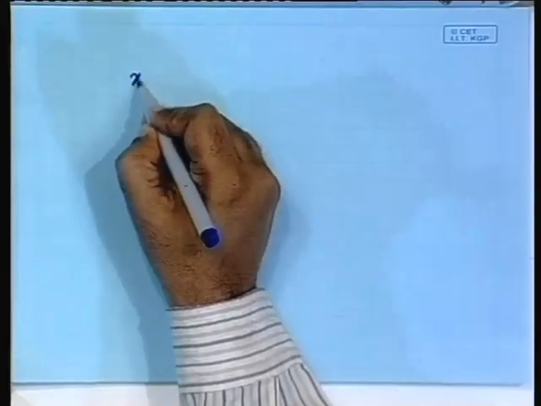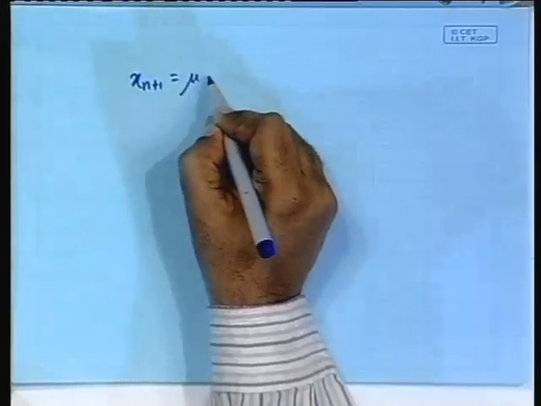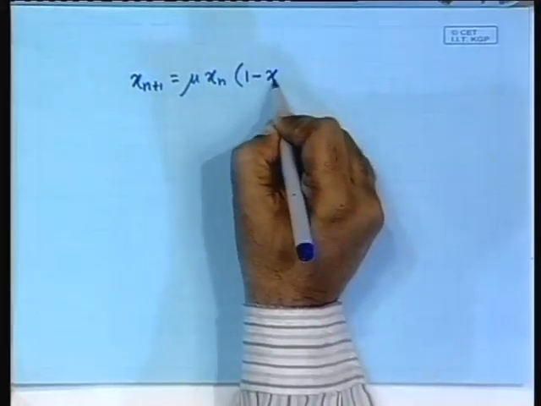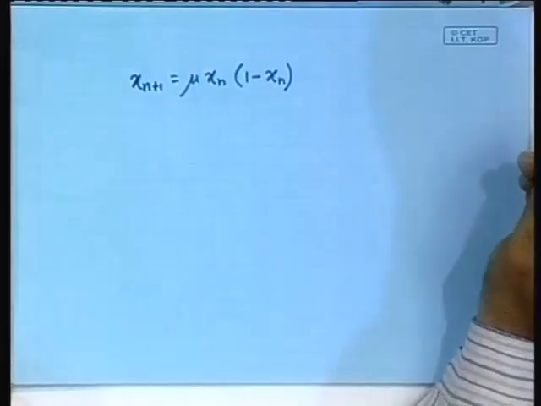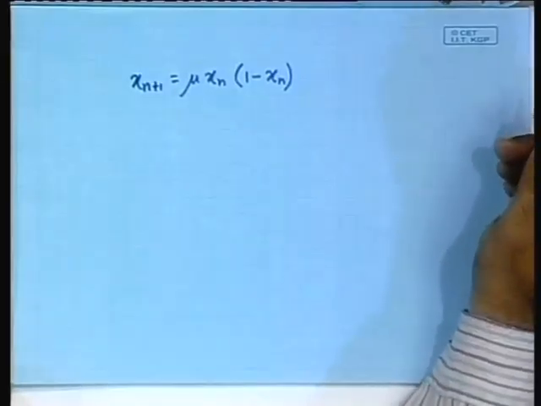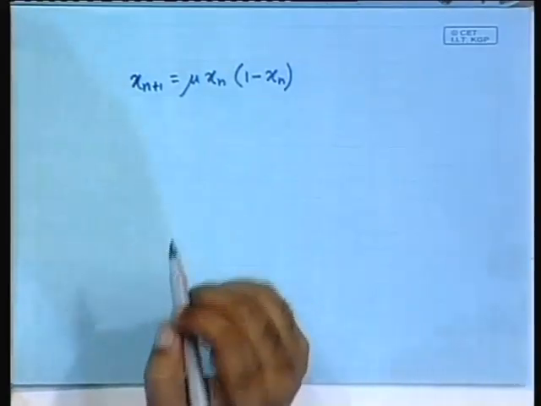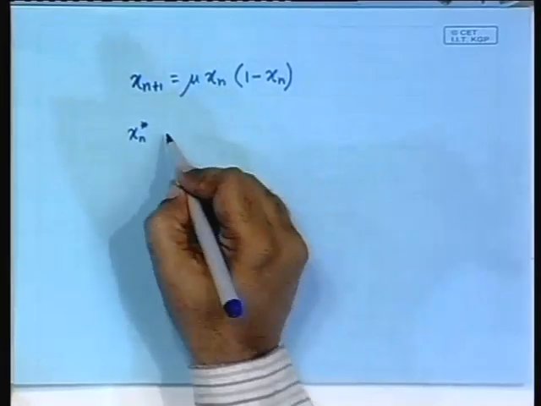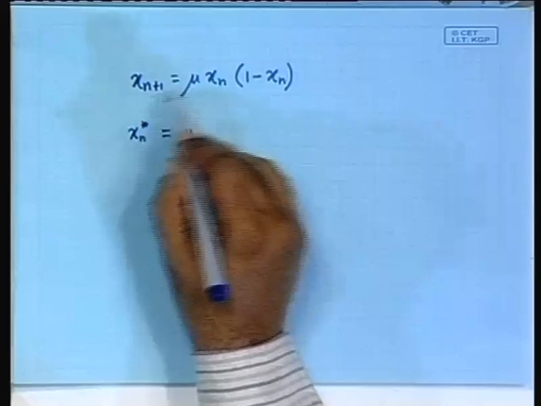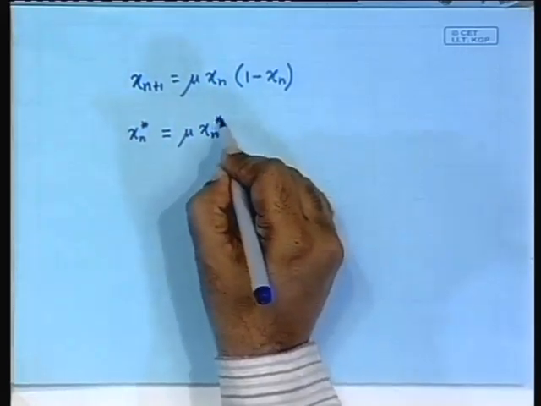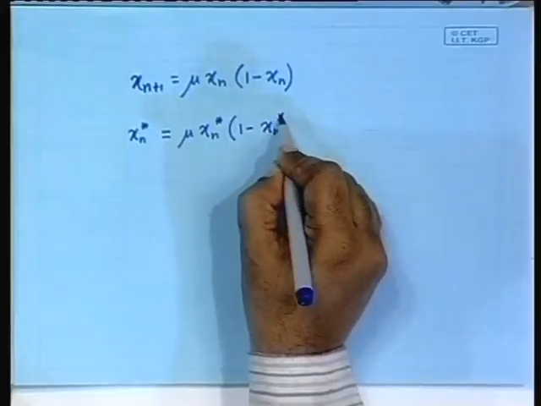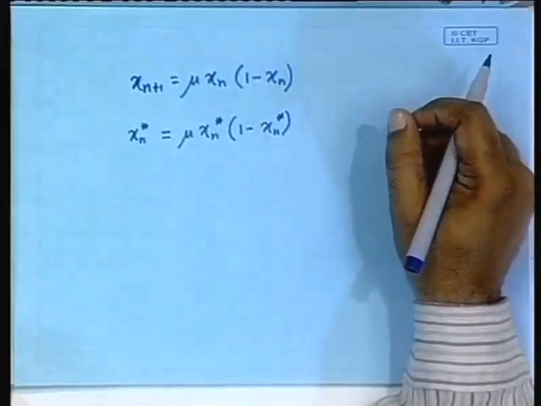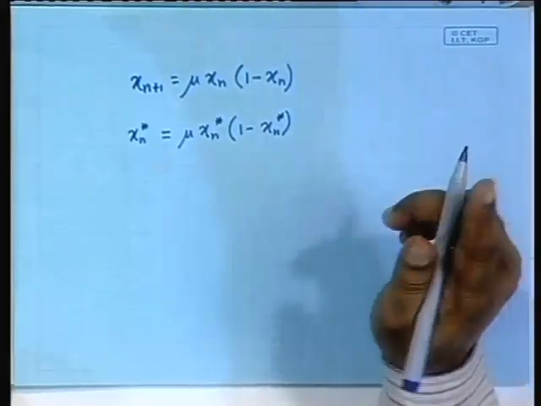So, let us start with the equation that we wrote the last time. x_{n+1} = mu x_n (1 - x_n). That is where we started. What was the method of analysis? We said that the fixed point x_n star is given by the left hand and right hand side being equal, so x_n star = mu x_n star (1 - x_n star). Solve it, you get the location of the points. Right, and you had already seen that there are two positions.